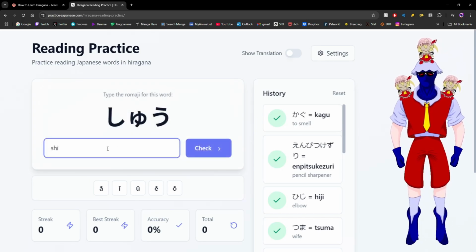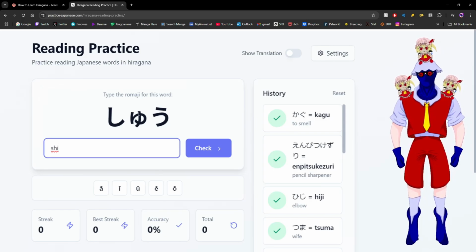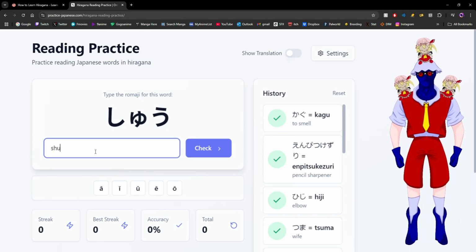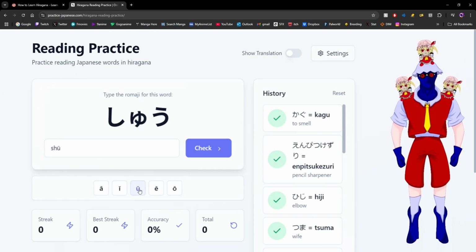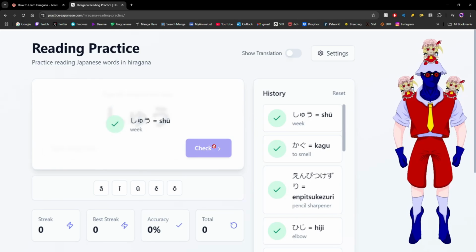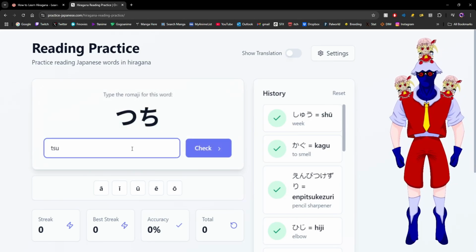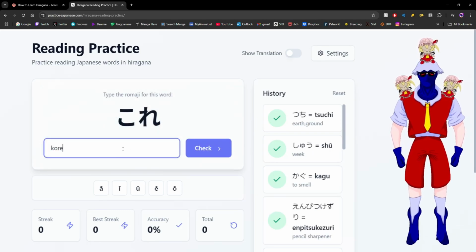We have She, and then this is a small one. This is a U. Yes, this is a U because you can see the Y, you can see the U. So it's a U, which means it's Shu. Okay, I don't know if they want us to use this letter, which actually let's try it. It's supposed to work. Yup. Shu. Weak. We have Tsu, Chi, Earth, Ground, Kore.